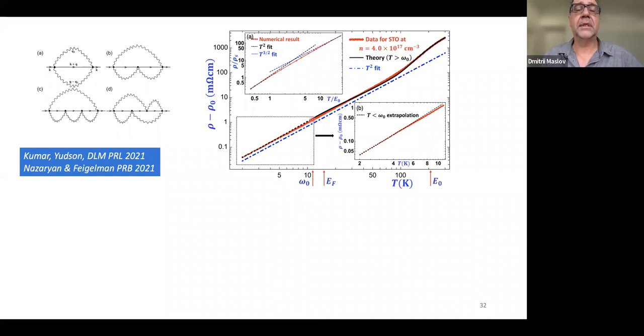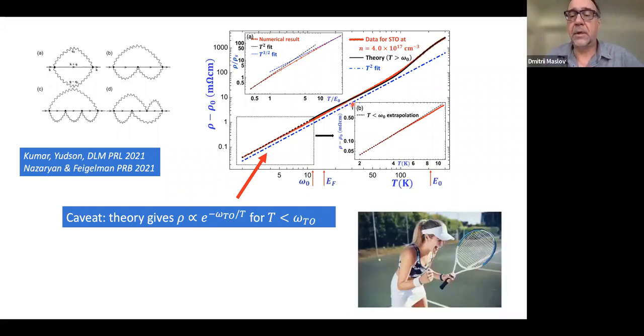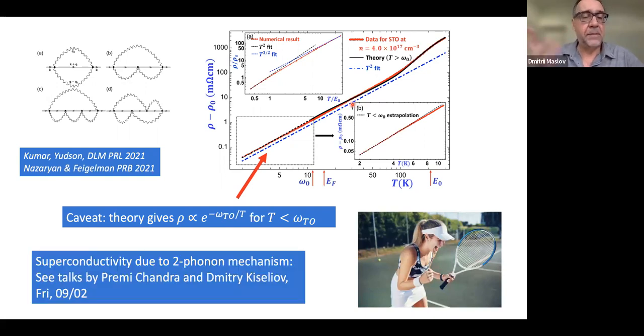The theory kind of works in the sense that one has to ignore the fact that the frequency of a soft mode is small, on the order of 10 Kelvin at low temperatures, but it's not zero, it is finite. And we should expect to see an exponential freeze out of the resistivity in this range. We don't. But if we go above the TO phonon frequency, then indeed the theory based on TO phonon scattering works pretty well. And so for a while, theorists felt good about it. I would just mention that superconductivity due to two-phonon mechanisms will be discussed by Premi Chandra and Dmitrii Kiselev on Friday, the last day of the workshop.